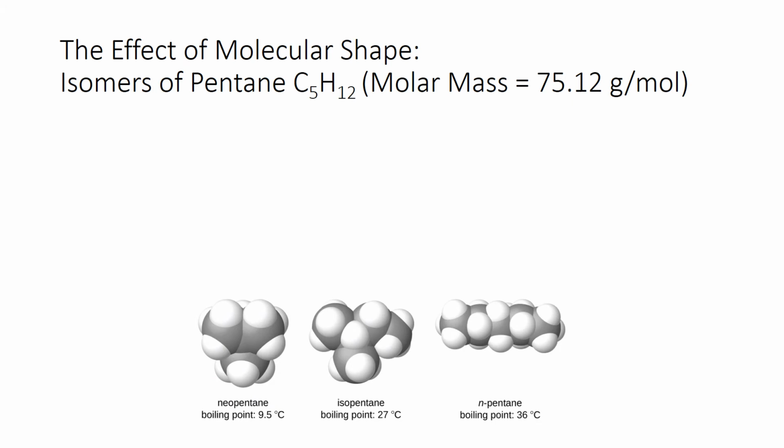Now let's look at the influence of molecular shape on intermolecular force strength. Here I have 3 isomers of pentane. Isomers mean that they actually have the same molecular formula of C5H12. So 5 carbons and 12 hydrogens in each of these structures. That means they all have the same molar mass of 75.12 grams per mole.